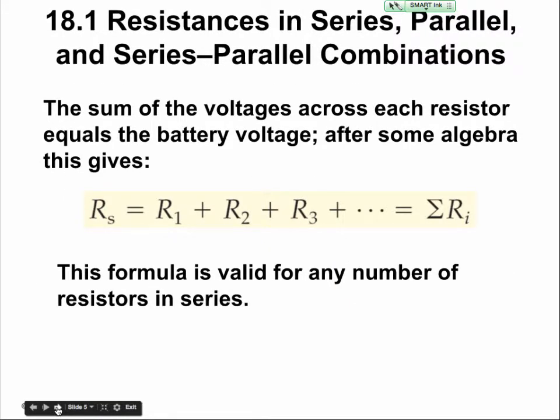And so when we find the sum of all the voltages across a series, each resistor's voltage adds up to equal the battery voltage, and some algebra gives you that the total is just equal to the adding up of the individual resistors in series.